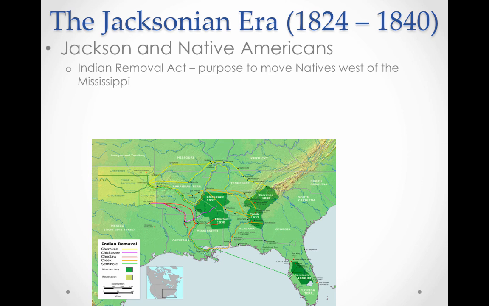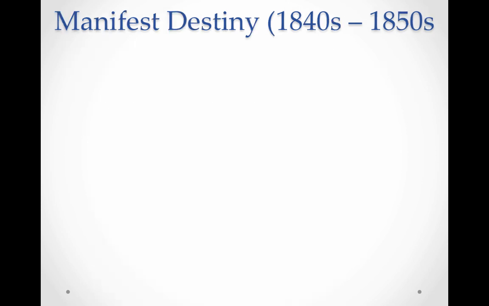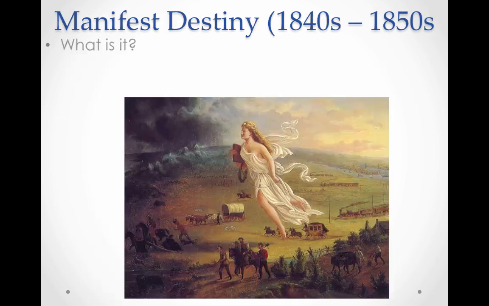All right, so Jackson and Native Americans. We have the Indian Removal Act, which was passed under his administration. And the purpose of this was to move natives west of the Mississippi. And in the famous court case, Worcester v. Georgia, the Supreme Court ruled that natives did not have to move. And as we saw in that video we watched this year, Jackson did not enforce the decision of the Supreme Court. He should have, and this led to the Trail of Tears. Yeah, politically it was the right thing for Jackson to do, but constitutionally, he violated the Constitution. Absolutely.